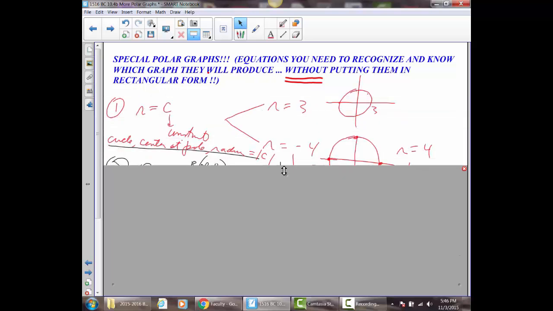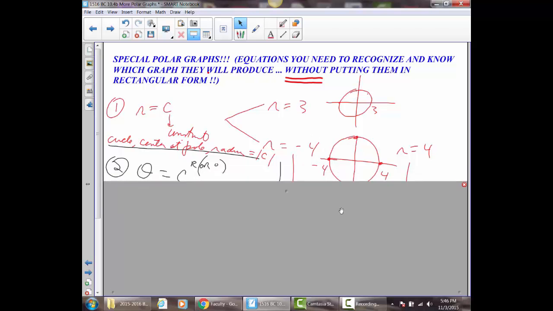So we talked about r equals a constant. That's going to be a circle, center at the pole, radius the absolute value of c, obviously, because you can't have a radius of -4. So whether it's r equals 3 or -3, you'll get that.